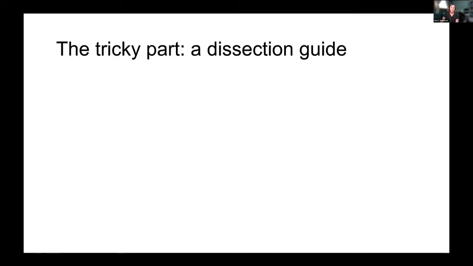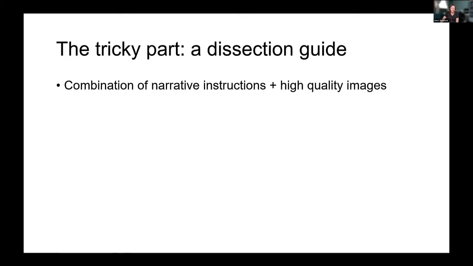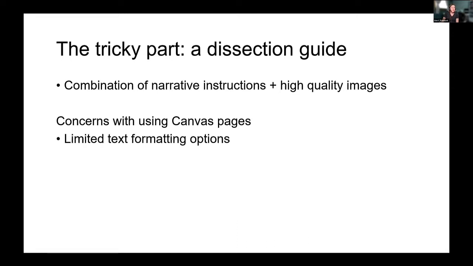The tricky part was coming up with something to replace the dissection guide. And this is really what we were relying on that manual for primarily. So if you're not familiar with what this looks like, you need a combination of narrative instructions like, okay, find this thing and cut it. And you also need a lot of high quality images to help students figure out what they're looking at and what they need to be doing. So I felt pretty confident in using Canvas pages for most things, but there's only so many different text formatting things you can do on a Canvas page.